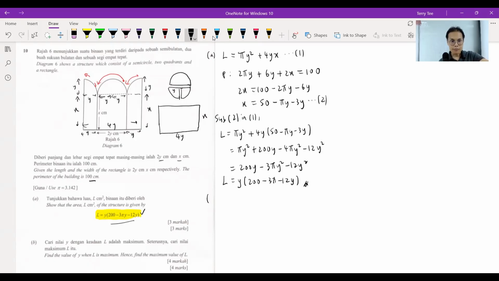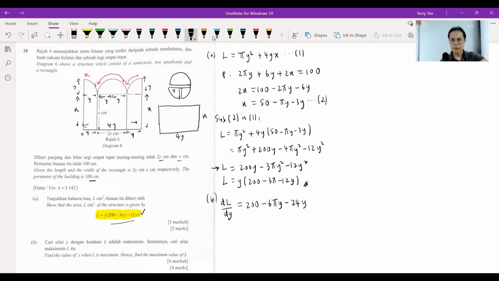All right, very long. Next, cari nilai y dengan keadaan L adalah maksimum, seterusnya cari nilai maksimum L. Okay, so I think we use this is better. This part here, we differentiate dL/dy. So when you differentiate, get 200, bring the power down, 6 pi y, 12 times 2, 24y.